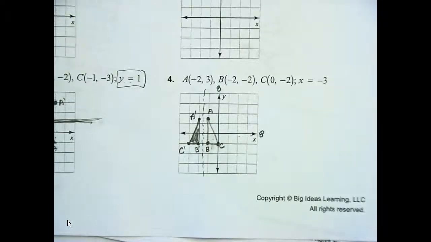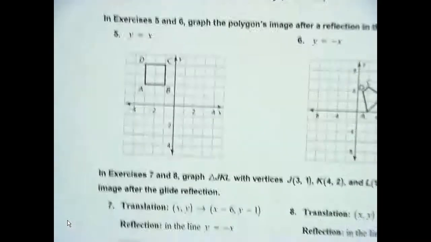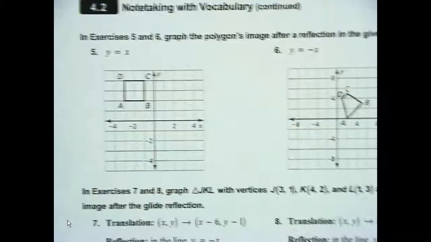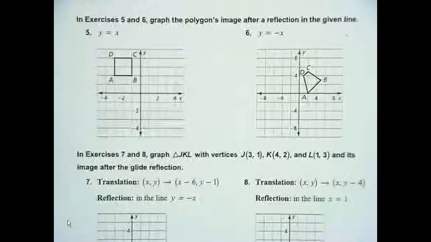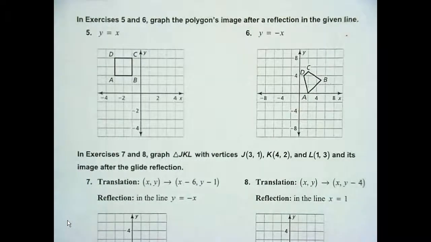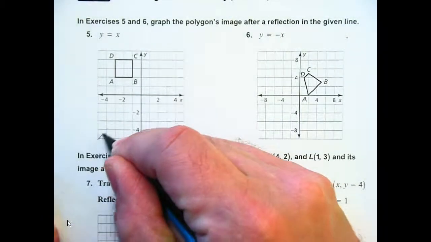Take a breath. All right, next page. Go ahead and take a look at number 5, please. In exercise 5 and 6, graph the polynomials after the reflection in the given line. First thing, I want you to draw the given line. It's right there. So y equals x, remember, is this line right here.